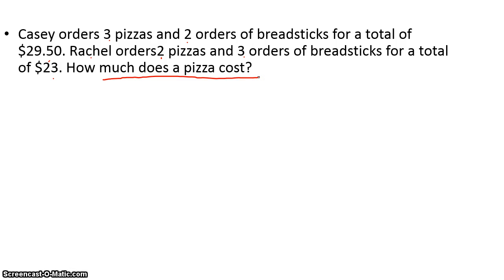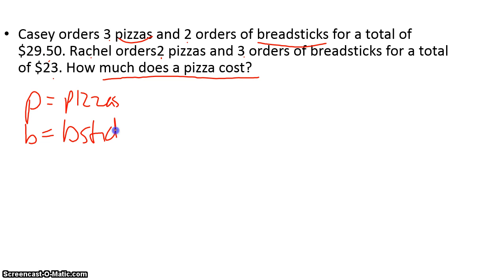So again, first thing we do is we establish our variables. What we have is pizzas and breadsticks. So I'm just going to make P be my pizzas and B is going to be our breadsticks. So now we have to establish our 2 equations.